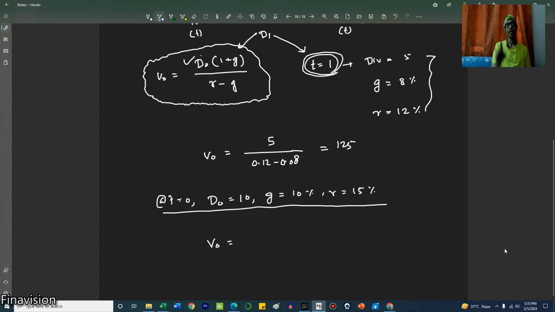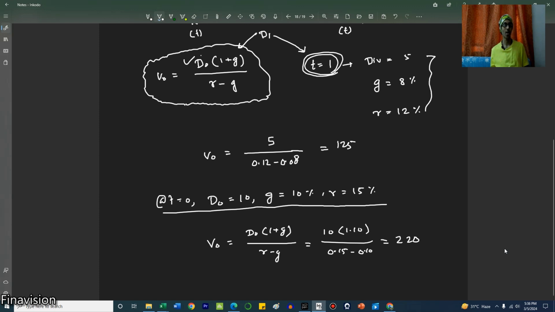Here what we should do is exactly what is written in the formula. D0 into 1 plus g divided by r minus g, which is equal to 10 into 1.10 divided by 0.15 minus 0.10. It's going to be a simple calculation. Let's do it. 10 into 1.1 divided by 0.05. This is 220. This is our answer.